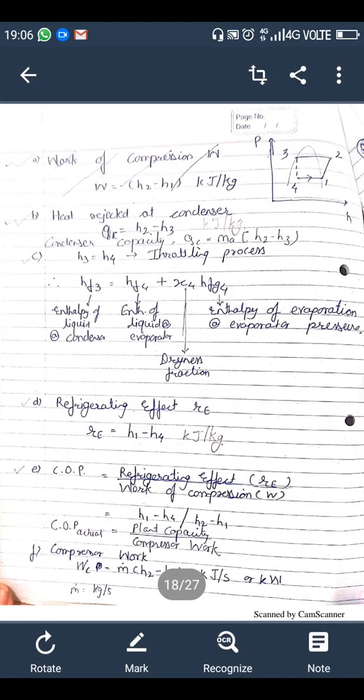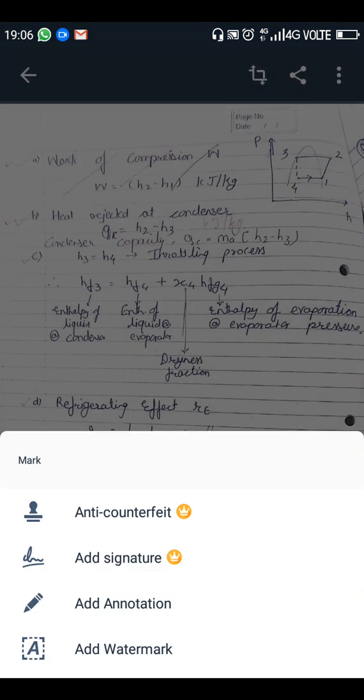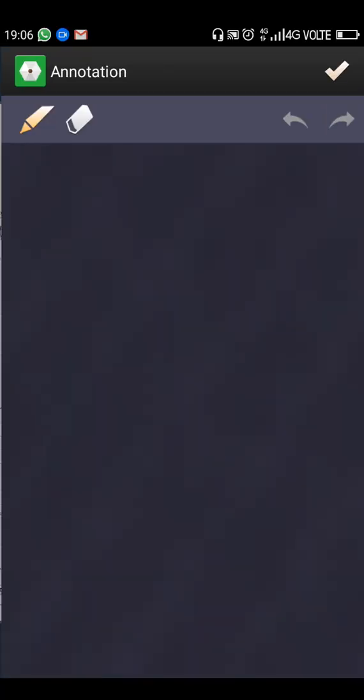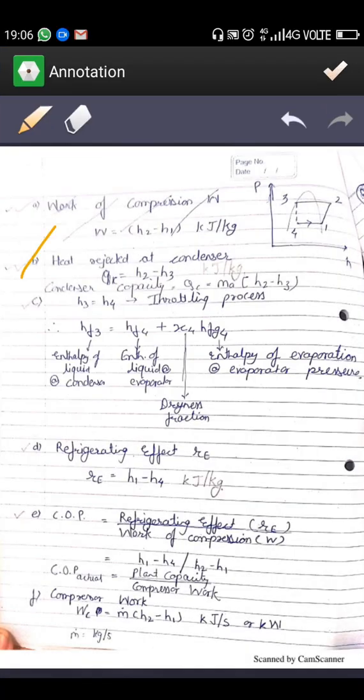Now these are the formulas which you use in the numericals. What is the first formula? Heat rejected at the condenser, QC, is equal to H2 minus H3. You know that process 1 to 2 takes place in the compressor, process 2 to 3 takes place in the condenser, process 3 to 4 is an isenthalpic process that takes place at the expansion valve, and process 4 to 1 is evaporation, which takes place in the evaporator.